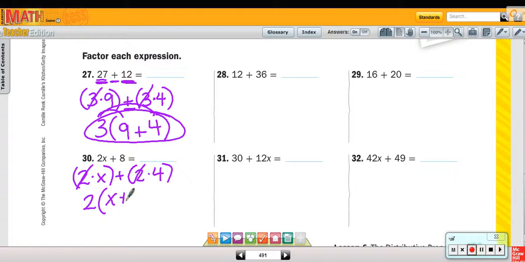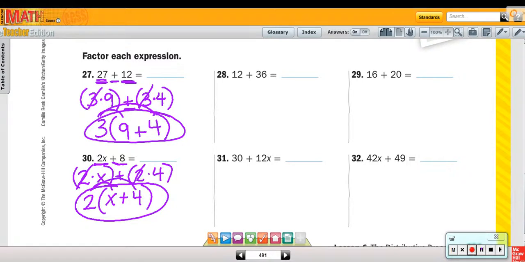If I remove that GCF and put it in front of the parentheses, what's left? x plus 4. Let's check it. 2 times x? 2x. So we started with plus 2 times 4? 8. Is that what we started with? Yep. So this factored expression is correct. I want you to go ahead and pause the video at this time, and do 28, 29, 31, and 32 by yourself.